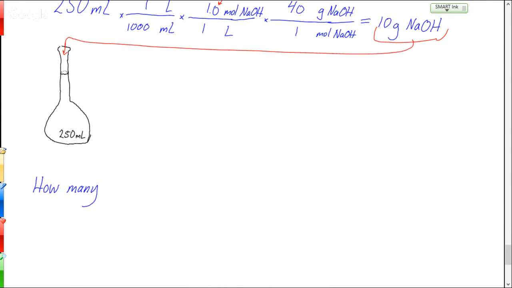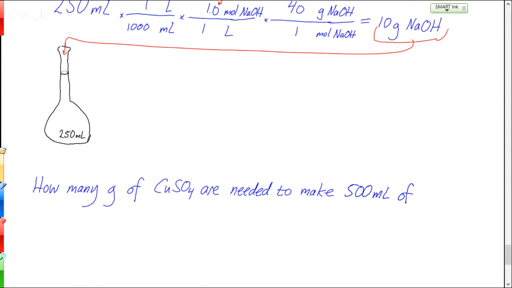Yes, for Tuesday. How many grams of, let's say, copper 2 sulfate are needed to make 500 milliliters of a 2 molar solution?